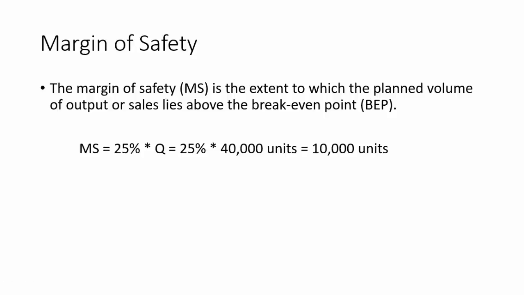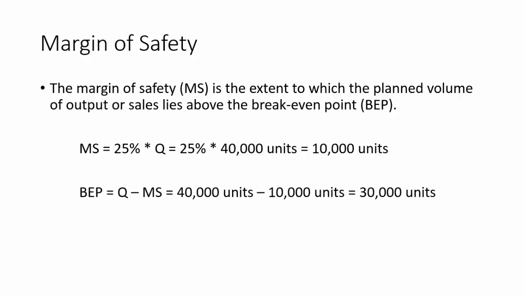Now we can easily calculate the BEP, or break-even point, because margin of safety is actually the extent to which the planned volume of output lies above the break-even point. Therefore, the break-even point will be the total sales minus margin of safety. That means 40,000 units minus 10,000 units, which is 30,000 units. So you can clearly see that the margin of safety is 10,000 units, which is above the 30,000 units. Okay, above the break-even point.